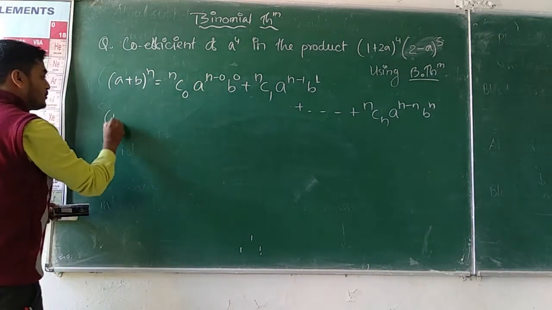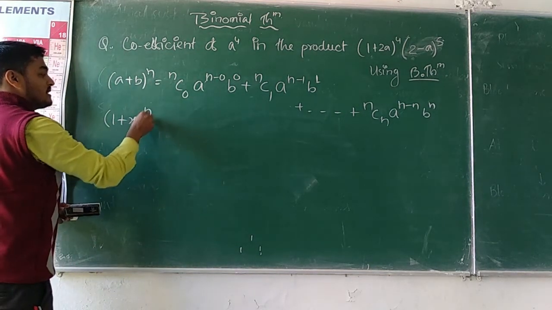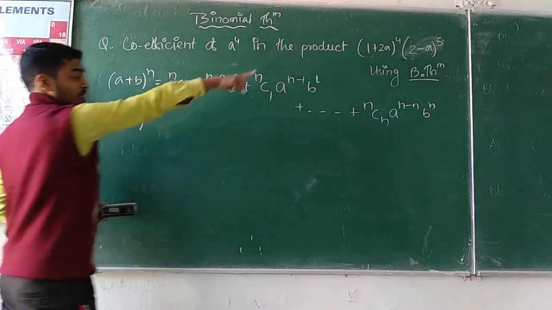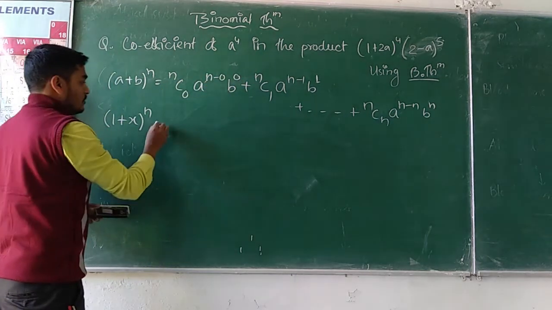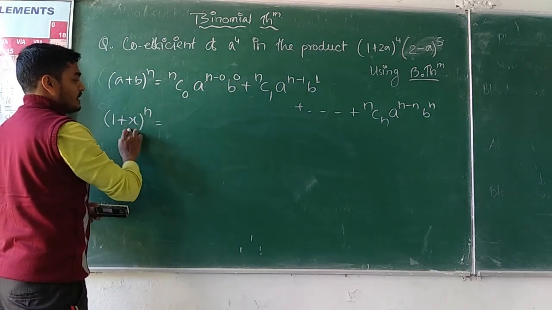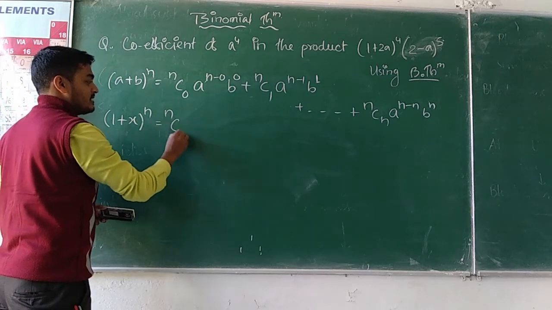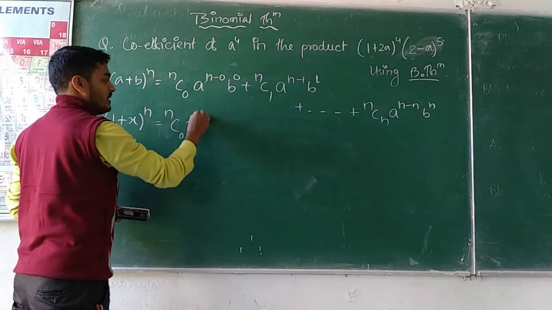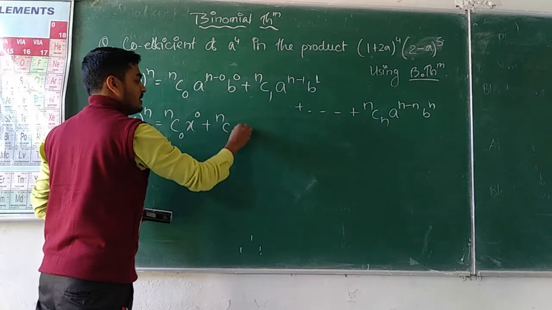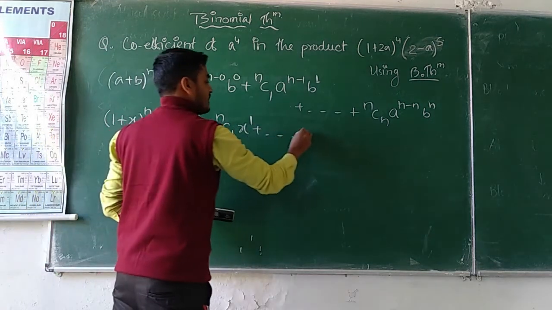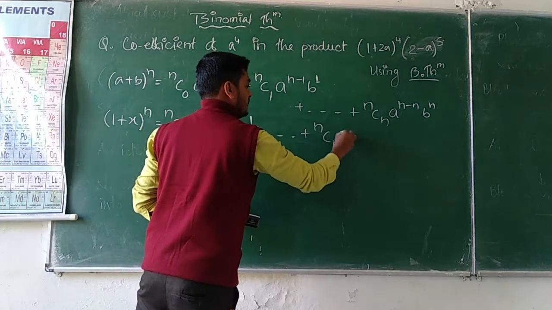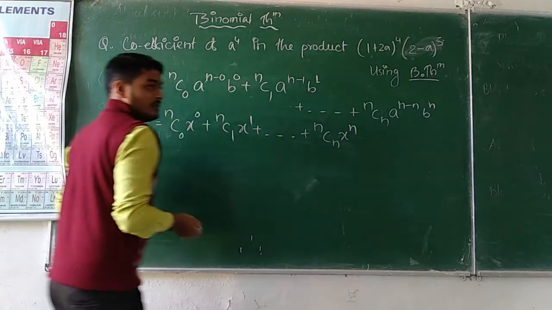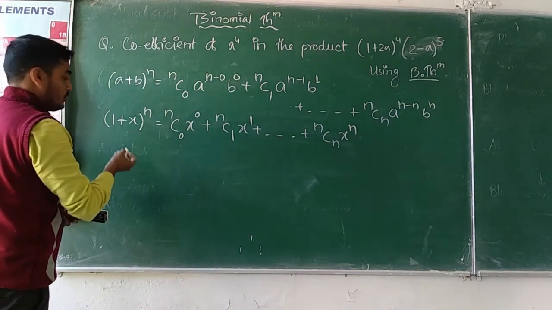We will also apply another property for the first term, which is (1 + x)^n. Do you know the expansion for this one? It is nC0 x^0 + nC1 x^1 + ... and the last one is nCn x^n. Now let me find the values one by one so you can see.